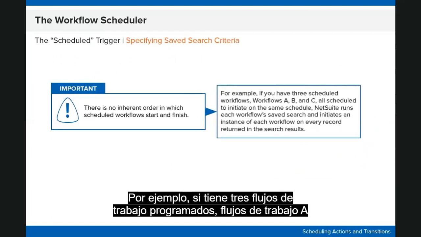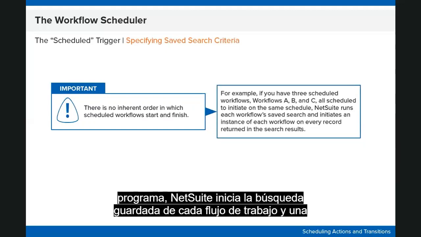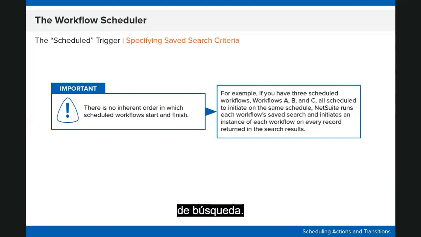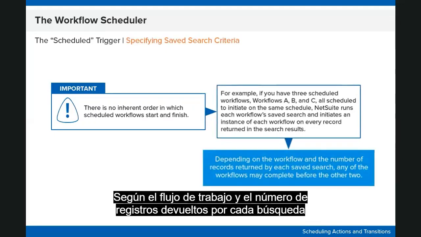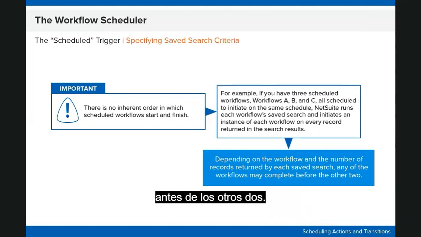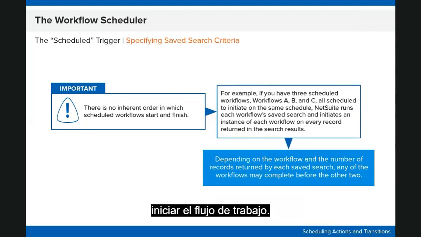For example, if you have 3 scheduled workflows, workflows A, B, and C, and each workflow is scheduled to initiate on the same schedule, NetSuite initiates each workflow's saved search and an instance of each workflow on every record returned in the search results. Depending on the workflow and the number of records returned by each saved search, any one of the workflows may complete its processing before the other 2. This is important to consider when building your saved searches for workflow initiation.